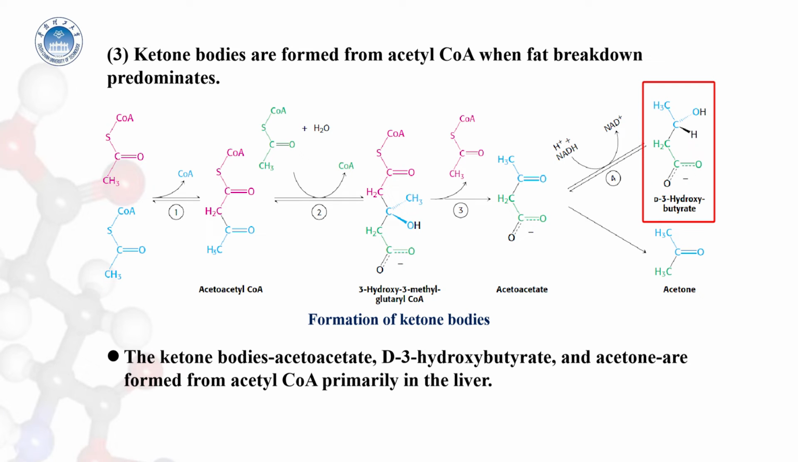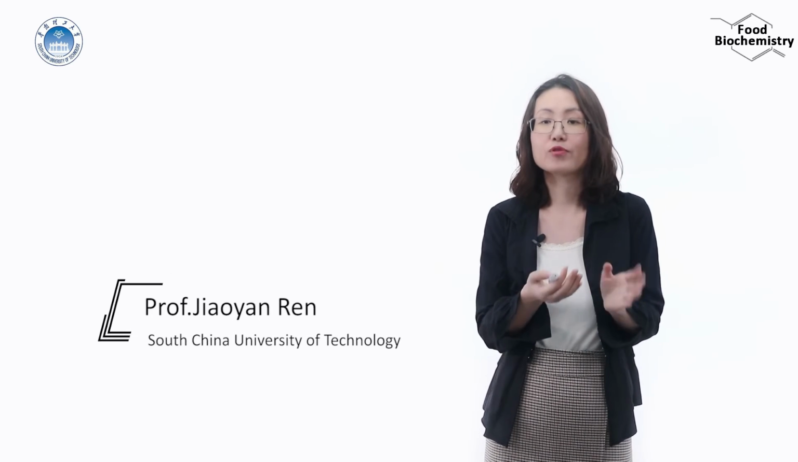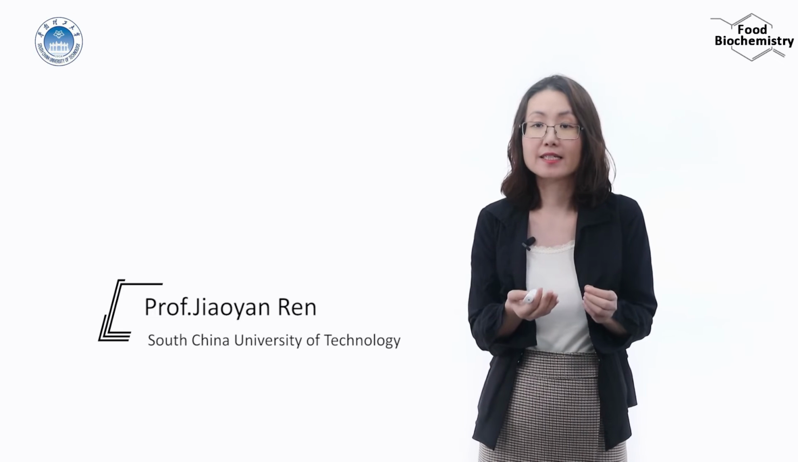D-3-hydroxybutyrate is formed by the reduction of acetoacetate in the mitochondrial matrix by D-3-hydroxybutyrate dehydrogenase. Acetoacetate also undergoes a slow, spontaneous decarboxylation to acetone. The major site of the production of acetoacetate and 3-hydroxybutyrate is the liver.